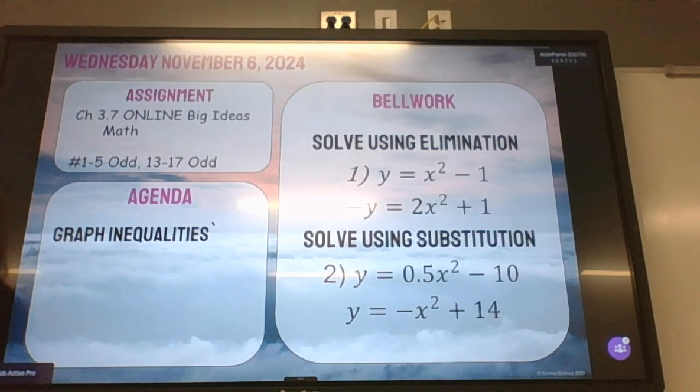Wait. Oh, you combine them? I added down, yeah. Oh.